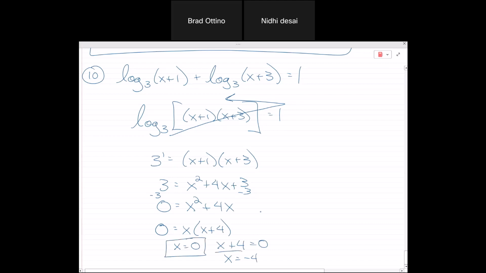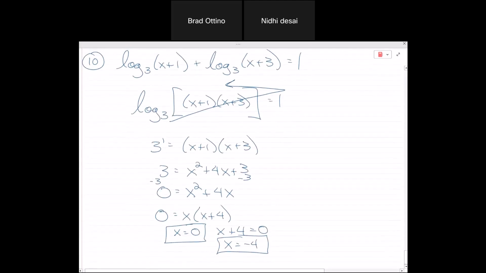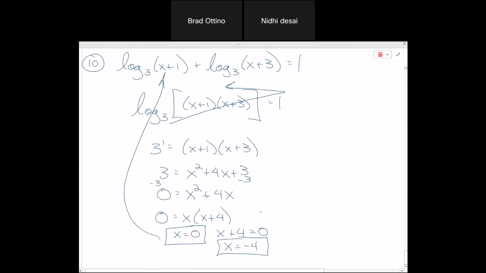Maybe. We just have to check to make sure that that doesn't make the argument of any of the logs negative. If you were to plug in 0, it looks like that works. You wouldn't be taking the log of a negative, so that's all good. If you were to plug in -4, you'd have to take the log of a negative, and that's not allowed. So the only answer for this would be x is equal to 0.